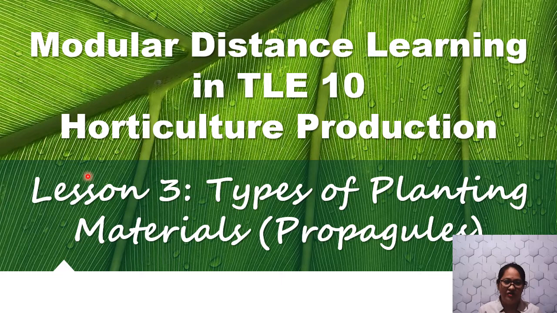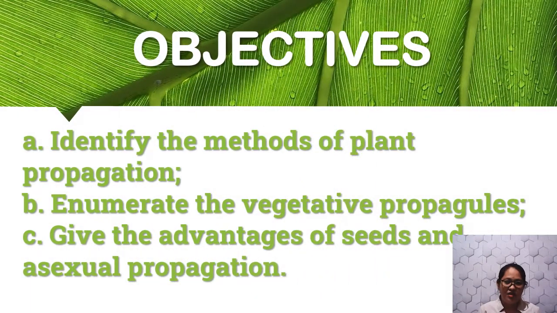We are now in Lesson 3, Types of Planting Materials Propagule. These are the following objectives. Letter A, identify the methods of plant propagation. Letter B, enumerate the vegetative propagule. And letter C, give the advantages of seeds and asexual propagation.